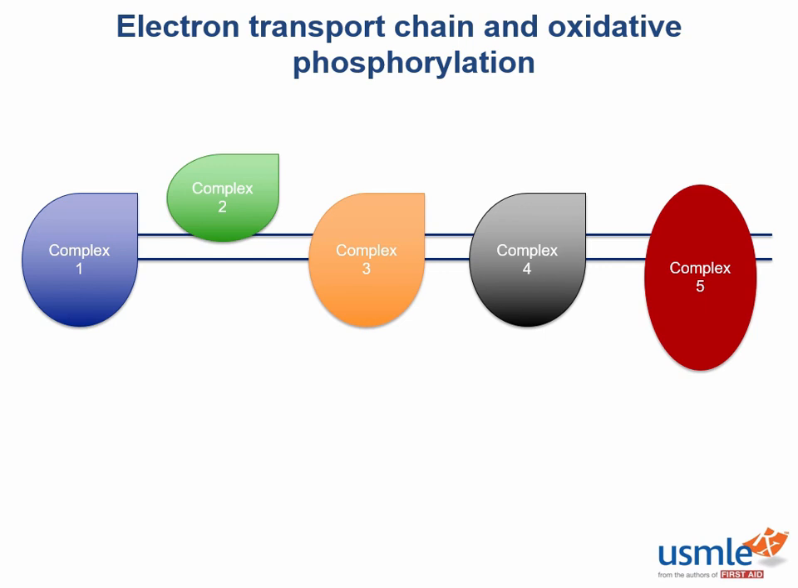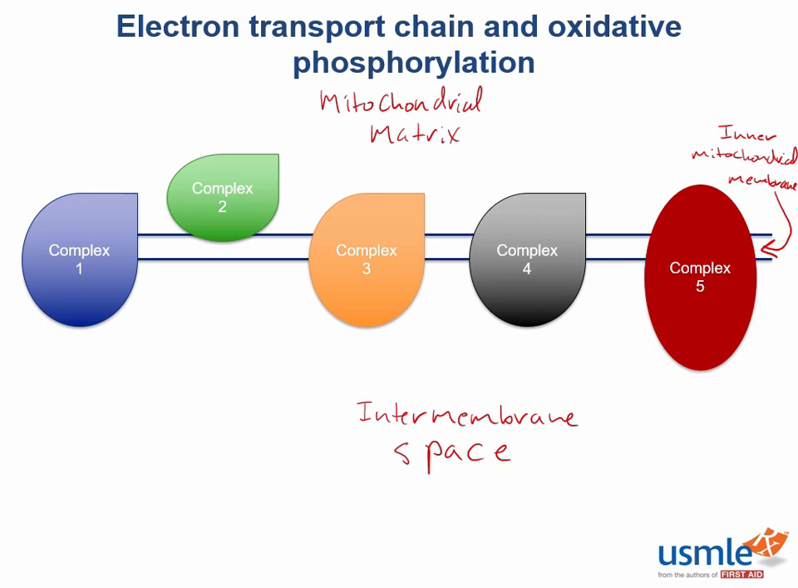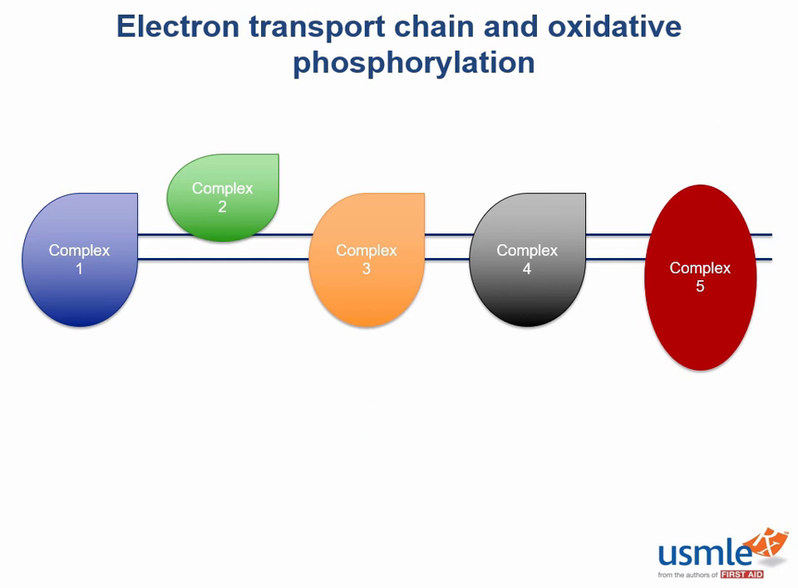And just to orient ourselves, here we have the inner mitochondrial membrane, with the mitochondrial matrix located here above the membrane, and our inner membrane space located below the membrane. Now our pre-made activated carriers, like NADH as well as FADH2, will dump their electrons at these complexes to ultimately create ATP. And where exactly did we make these carriers?